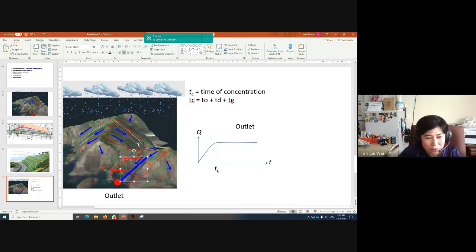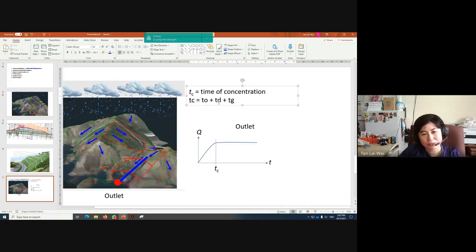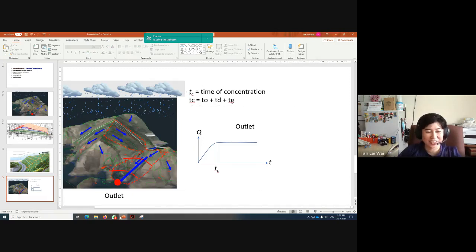You need to compare all those and then find the largest TC, because when you choose the largest TC, definitely everything is going to concentrate at the outlet already. But for your project, don't worry. You take one or two, as long as you can justify or explain in your report, it is fine. You say you are assuming this part, you consider T naught, then TD, then it's fine already. Are you clear with that, guys? Yes. Okay. If you are not clear, you need to ask.